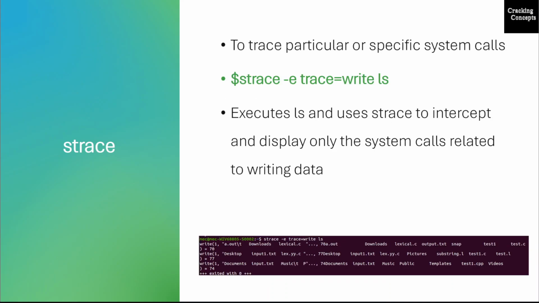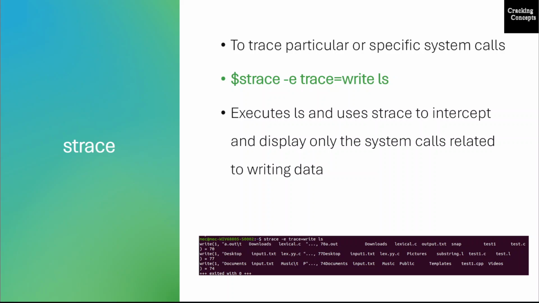In order to trace specific system calls, the command is strace -e trace=write ls. So this command will execute ls and use strace to intercept and display only the system calls related to writing data. This is the sample output. Here we see each line represents a write system call.